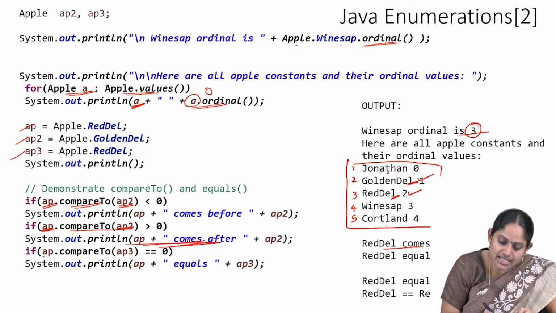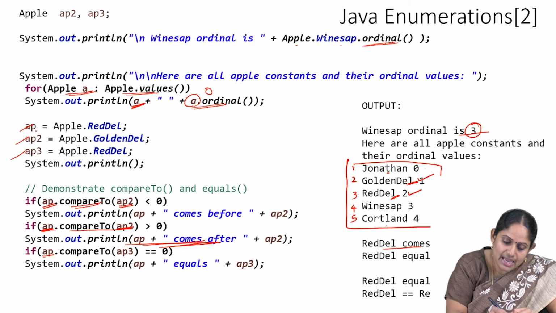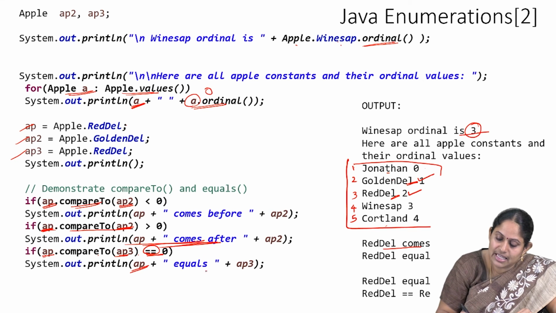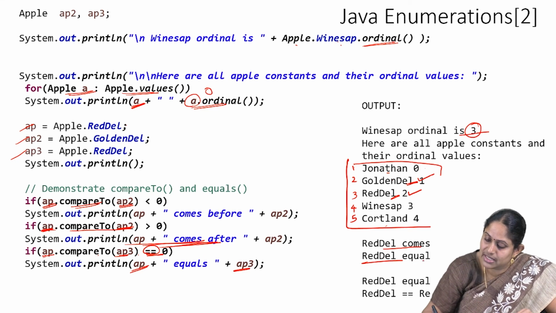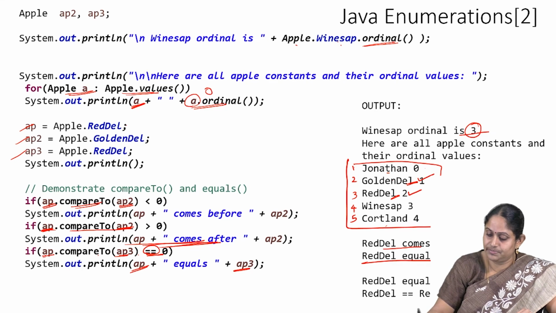Next, we are checking AP3. AP and AP3 are the same. If they are the same, then it will return 0. So AP dot compareTo AP3 will return 0. Since it is equal to 0, we get Red Del equals Red Del.